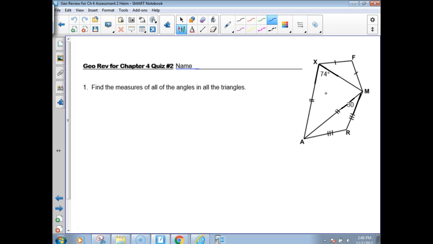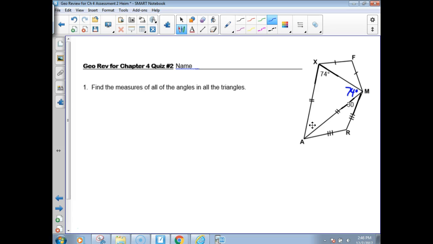It's only going to ask you for some of them. Hopefully, you know where the angles are. So, if I wanted you to find angle XMA right here, since this is isosceles, it would be 74 because the base angles of an isosceles triangle are congruent.